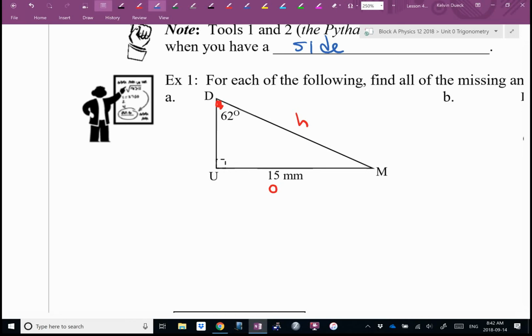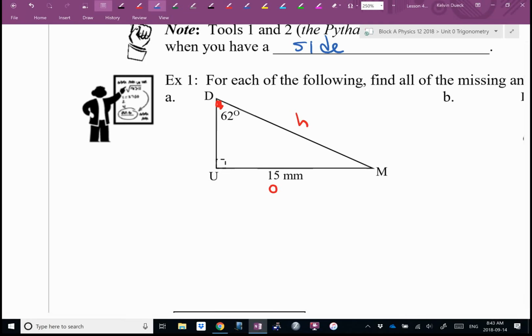Truthfully, it kind of depends. If you wanted to, you could use that angle down there because you know it now. But I have a habit of always trying to use the original data that they gave me, just in case I've made a mistake along the way. It doesn't domino into my other answers. So I'm going to use the 62.